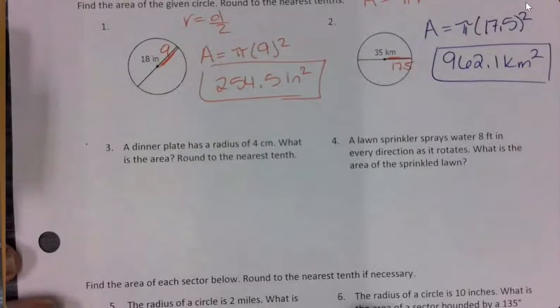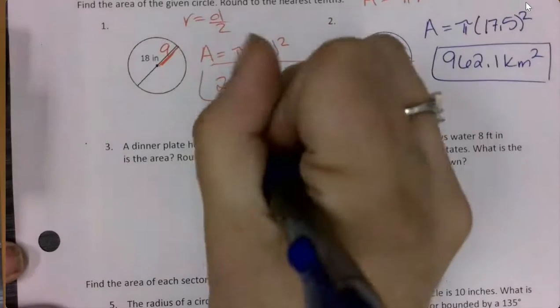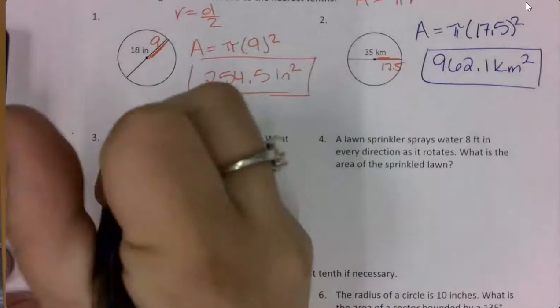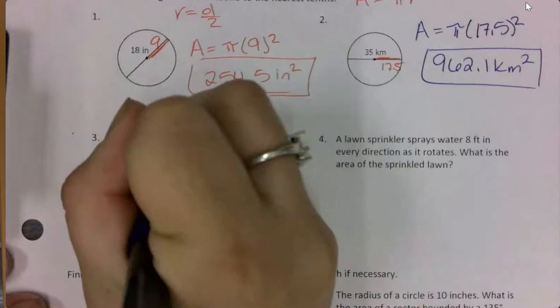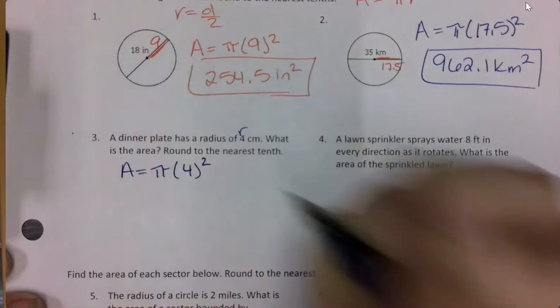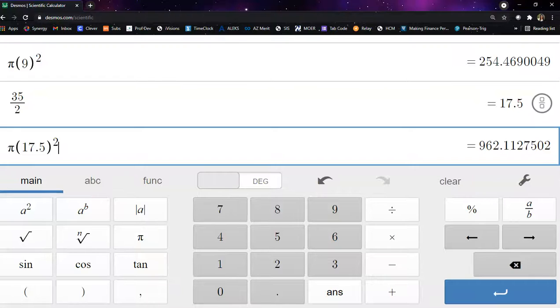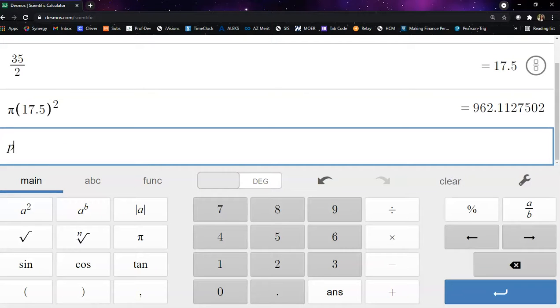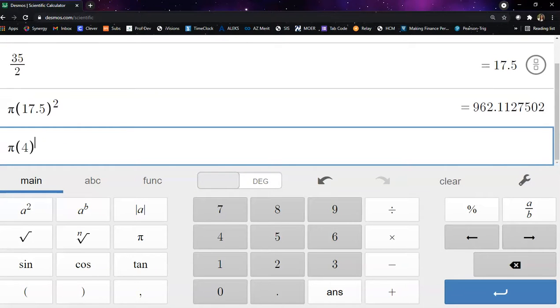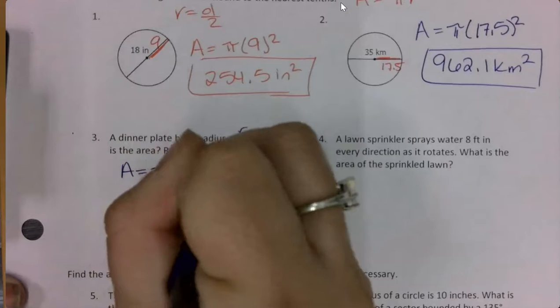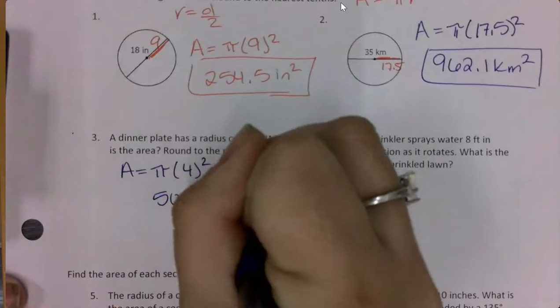3 and 4 are still using the area formula. This one tells me my radius is 4. What's the area? Round to the nearest tenth. So I'm going to plug in. I'm going to have A equals pi times 4 squared. If I go back to Desmos, I can type this in. Which gets me 50 point, this one's going to round because of that 6, so 50.3. And this is centimeters squared.